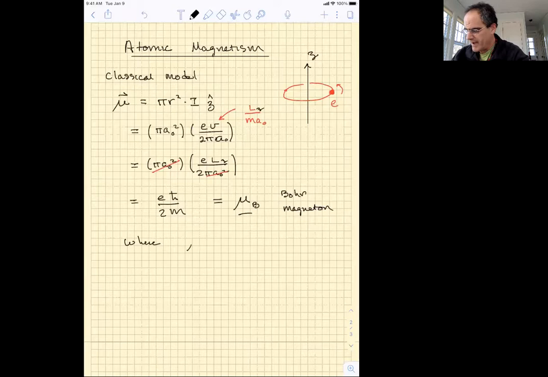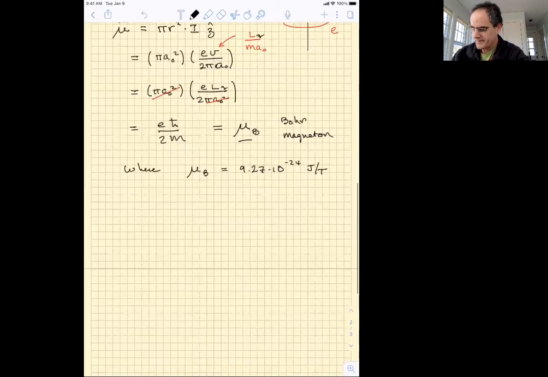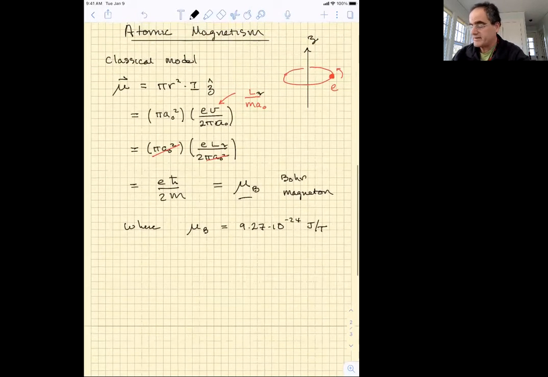And the Bohr magneton we can easily work out as a value of 9.27 times 10 to the minus 24 joules per Tesla. That's a small number, but if we make a macroscopic magnet, it'll contain a lot of atoms. Maybe it will add up to something.